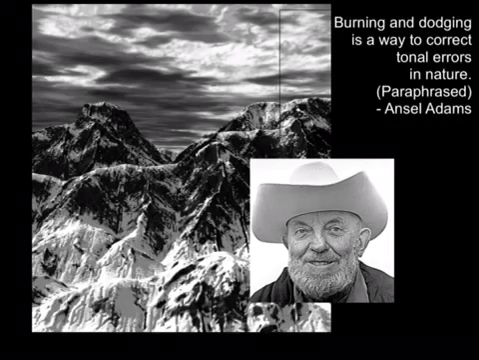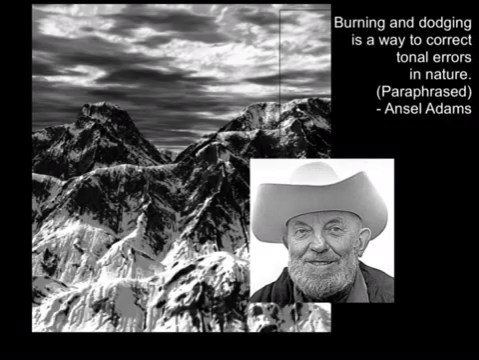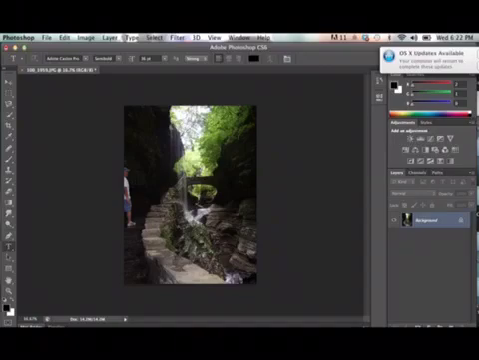He achieved that through burning and dodging, which he originally did in the darkroom by holding objects over the negative to protect them from being exposed, or purposely exposing only little parts of the negative to make them seem even brighter. So we have a way to simulate the same technique in Photoshop. So let's go into Photoshop now and practice some burning and dodging.